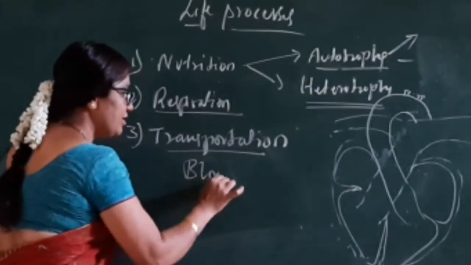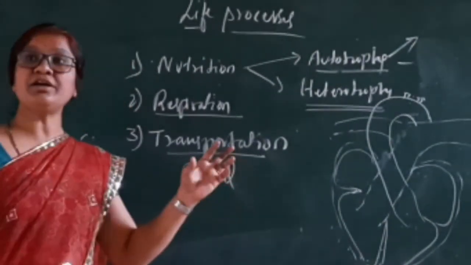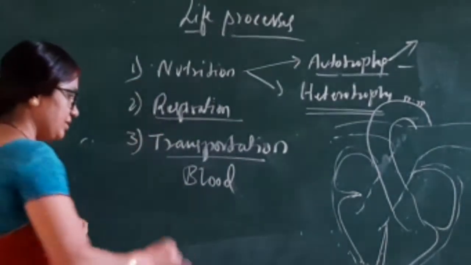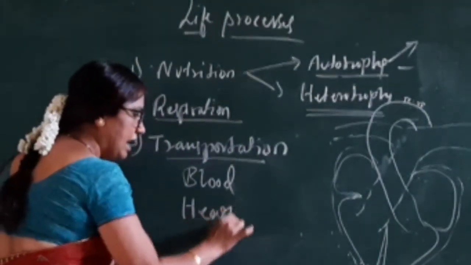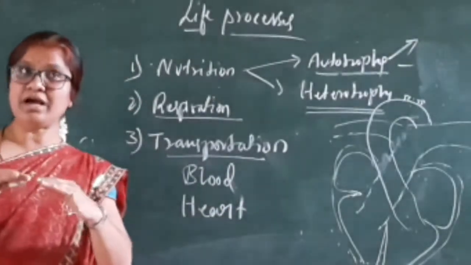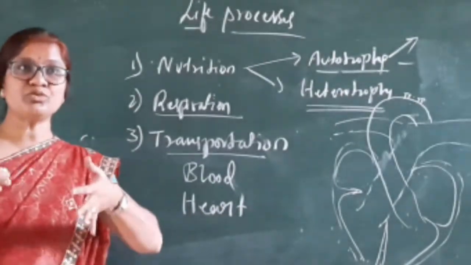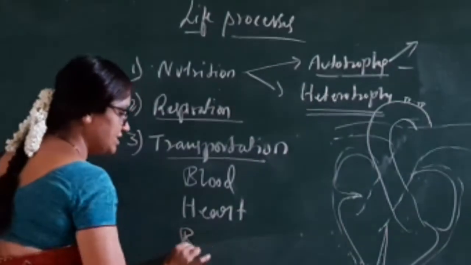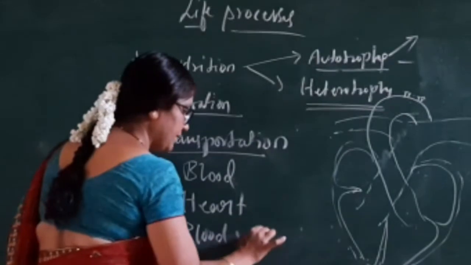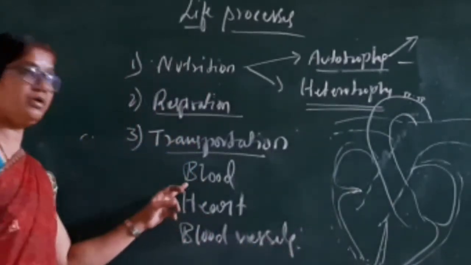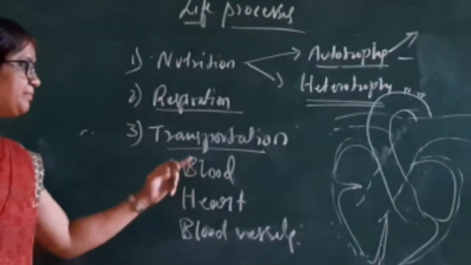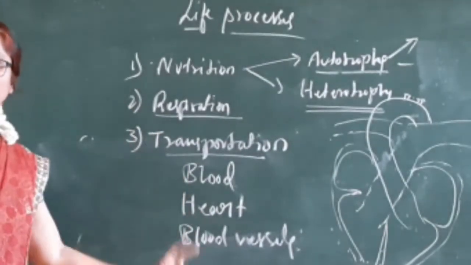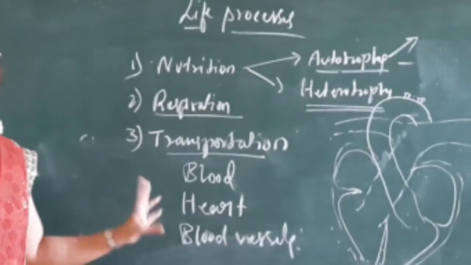The fluid called blood. And in order to pump the blood, we have an organ, and that organ is called the heart. And from the heart, the blood has to move to different parts of the body. And what is essential? Blood vessels. So, for transportation, blood vessels are very essential. They play a major role in transportation in animals.